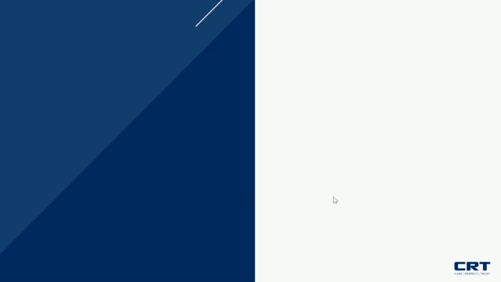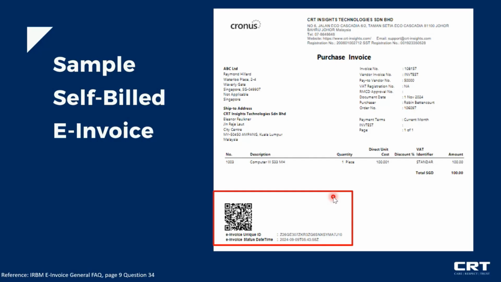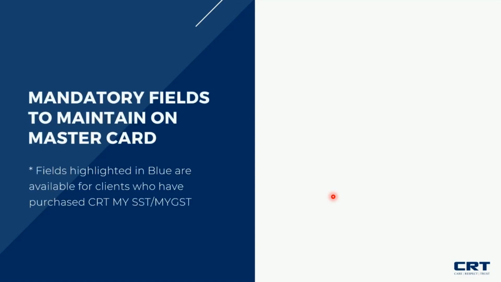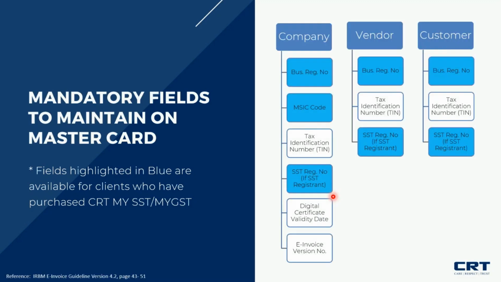Okay, so we have briefed the ideas and the requirements from the government. So in order to fit the requirement, what are the fields that we are going to provide in our system? The fields here are basically on the master card, which is your company setup, and also on your vendor card and your customer card.